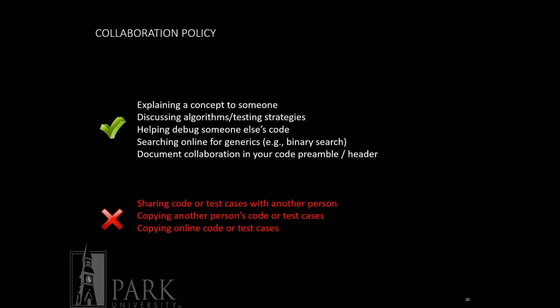Now, as far as collaboration, I highly encourage collaboration. I have absolutely no problem with students helping one another to understand the concepts. But there's limits on that, okay? So as you can see here, explaining a concept to somebody or discussing algorithms or helping somebody debug their code, this is all okay stuff, right? What is not okay is copying code from somebody else or another website, or sharing code with another person, and so forth. You need to understand the code that you're writing, and you need to be able to implement it on your own. If you're not, you're not going to pass the final exam.